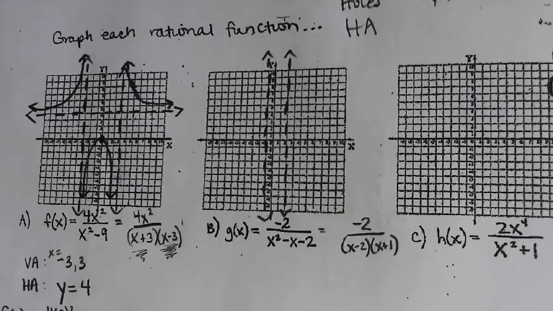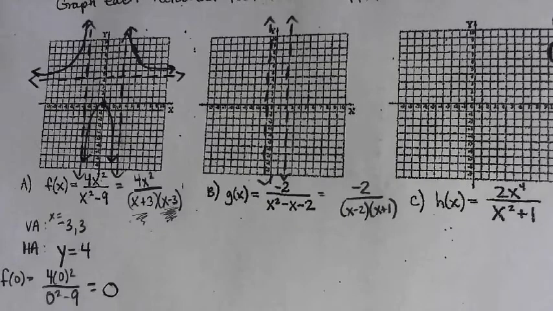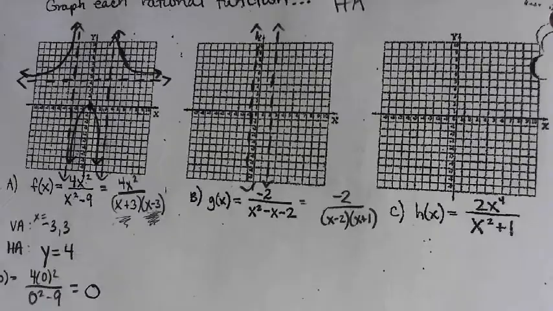Horizontal asymptotes. Mitch, what category does this fall into? Small over big, big over small, same over same. Small over big. And so the horizontal asymptote is where? Y equals 0. Very good.